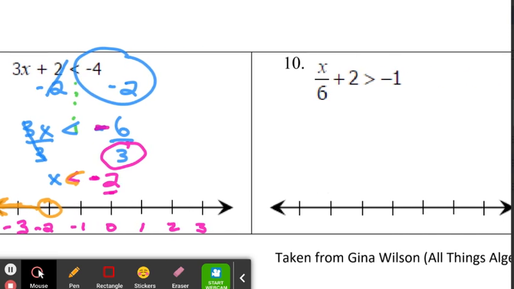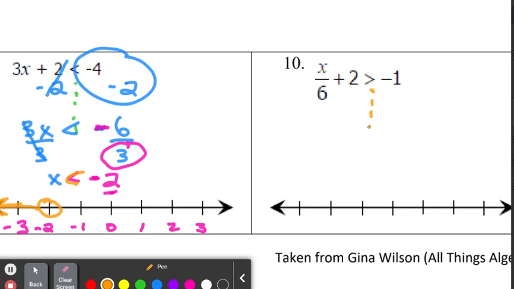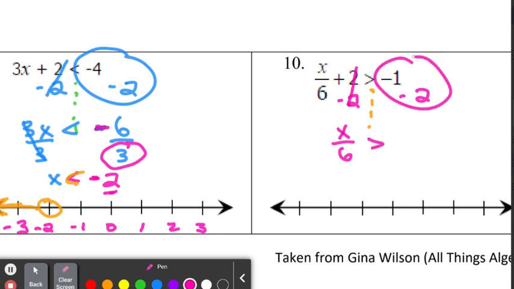Now for question 10, this one's a little bit trickier. Here's our inequality border. I would say this problem is x divided by 6 plus 2 is greater than negative 1. So remember, the fraction bar just means divide. So I'm going to get rid of my plus sign, minus 2. X divided by 6. So negative 1 minus 2 is negative 3.